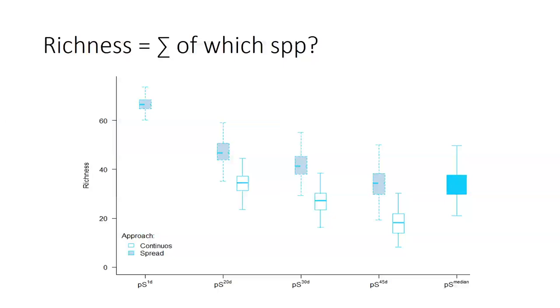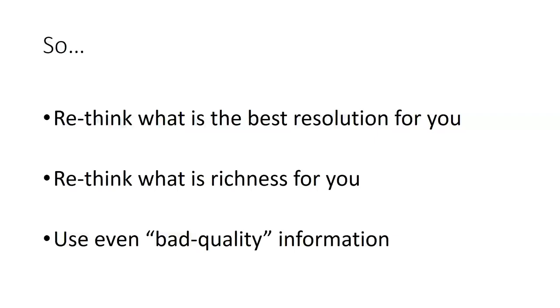With this other method, setting up criteria that match these numbers, you can understand which particular species are composing this richness. So you can track every single species. So rethink what is the best resolution for you. Dare to ask more questions.